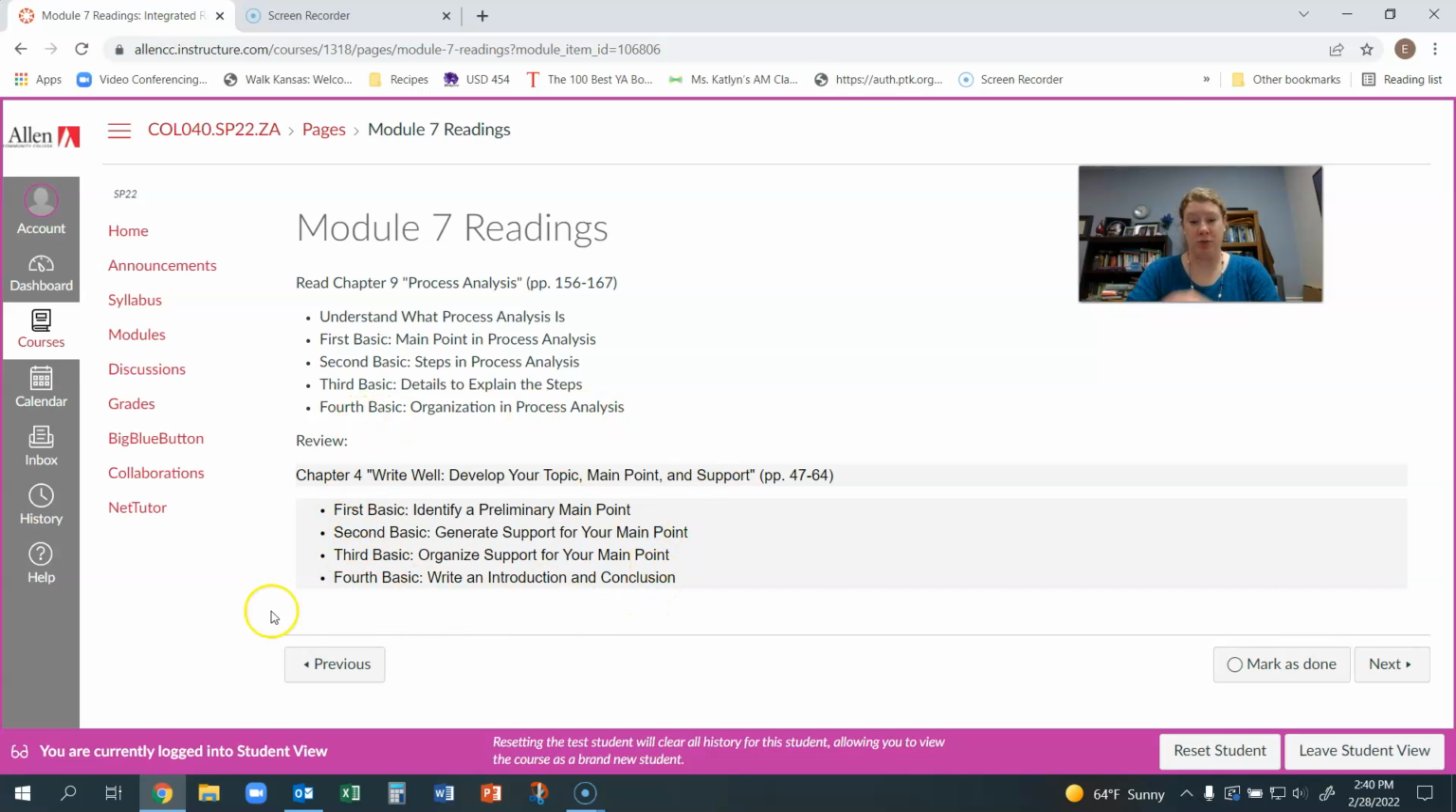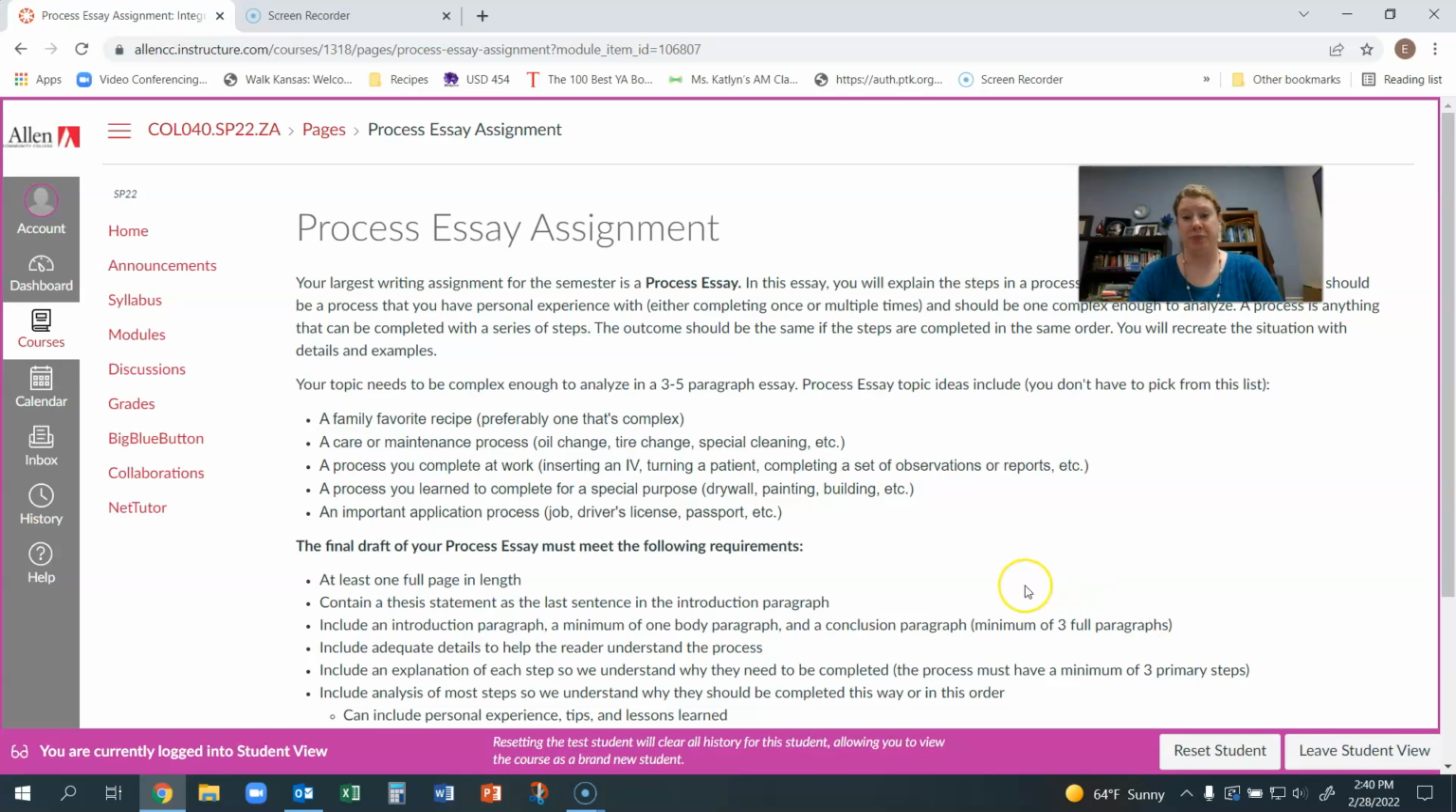I also have for you to review, we looked at this for the first paragraph writing assignment, the Writing Well chapter. And remember, in each one of these sections, the first, second, third, and fourth basic, it talks about the main points, having a main point, generating support and all that, for both a paragraph length assignment and an essay length assignment. I have you review it here because we're using the same concepts, we're just expanding. Instead of writing a single paragraph, we're now writing a 3-paragraph essay. So we are expanding how we are applying these techniques.